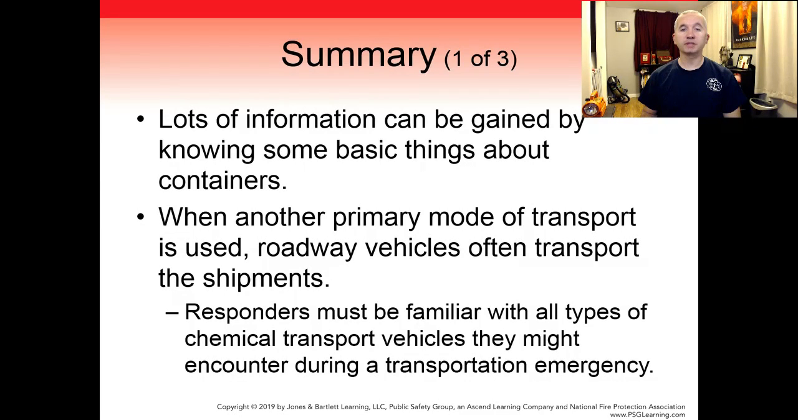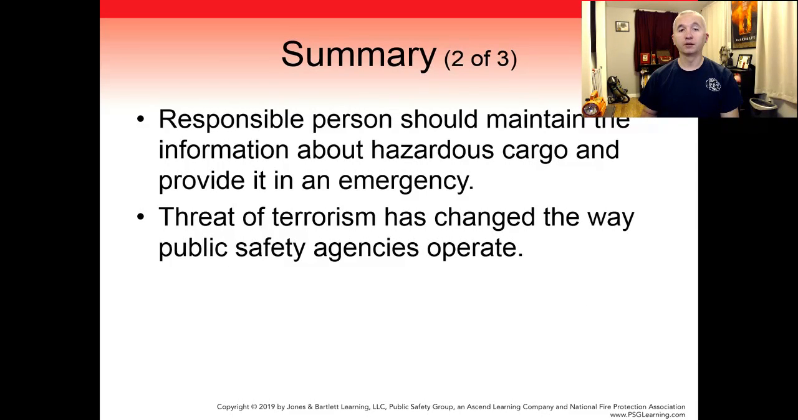So in summary, lots of information can be gained about an incident by knowing some basic things about containers. Although transportation of hazardous materials occurs most often on the roadway, when another primary mode of transportation is used, roadway vehicles often transport the shipments from the rail station, airport, or dock to the point where it will be used. Responders must therefore become familiar with all types of chemical transportation vehicles they may encounter during a transportation emergency. The responsible person in each situation should maintain the information about hazardous cargo and provide it in an emergency. When encountering a chemical release in any mode of transportation, take time to find the responsible person and track down these valuable pieces of information.